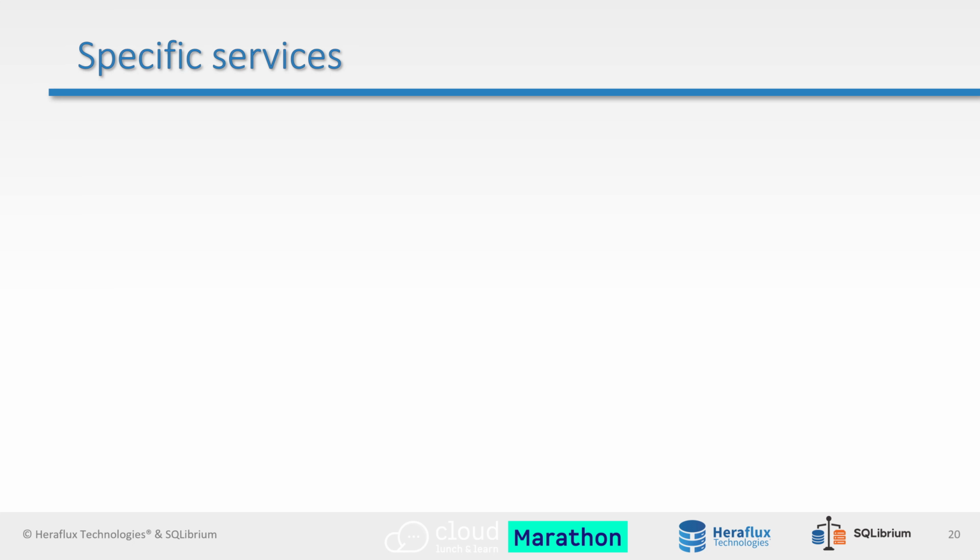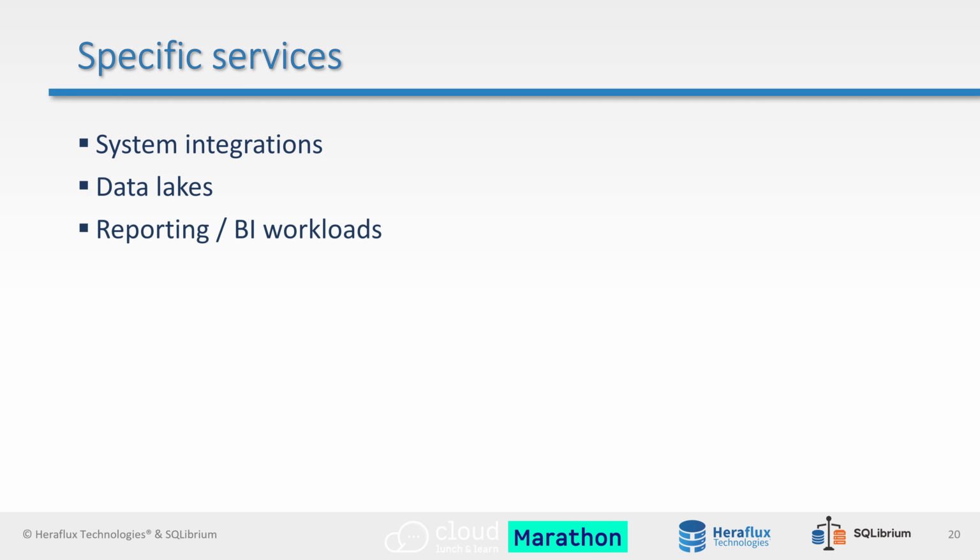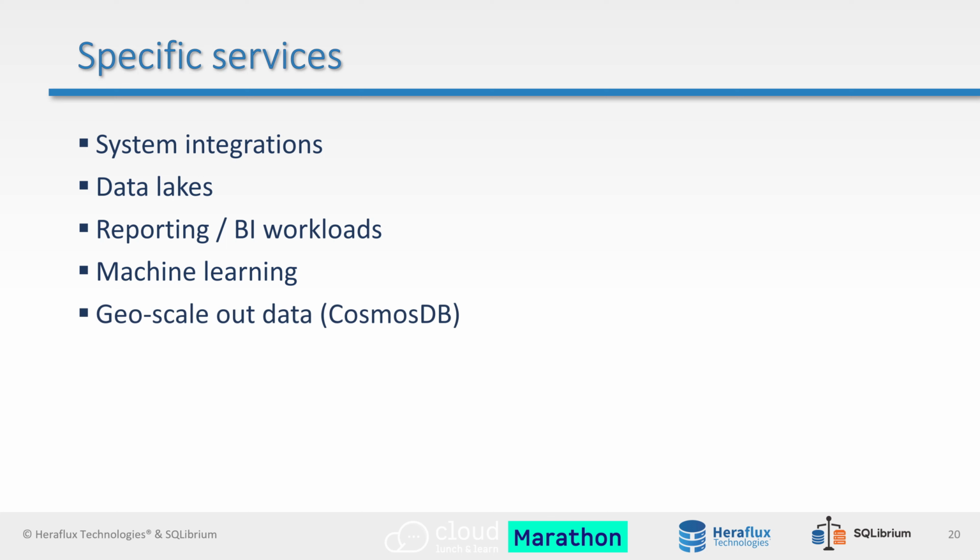Now, if you want to tread the water a little bit deeper, you can start to use specific services out there. For example, all the integration components, there's data lakes, there's reporting, BI, analytics, machine learning tools. These things are fantastic. You can start to scale out your data with something like Microsoft Cosmos DB, and we use this for Perfmon collection all the time, and it's awesome.